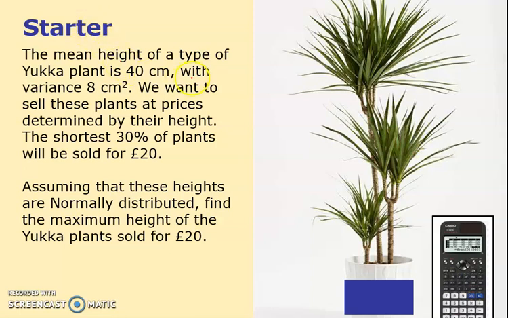It says the mean height of a type of yucca plant, and it does say normally distributed here. So X is normally distributed, and the mean is 40 and the variance is 8. Now ignore the fact that it says 8 centimeters squared. That basically means sigma squared is 8, and therefore sigma is simply root 8. We're going to have to bear that in mind.